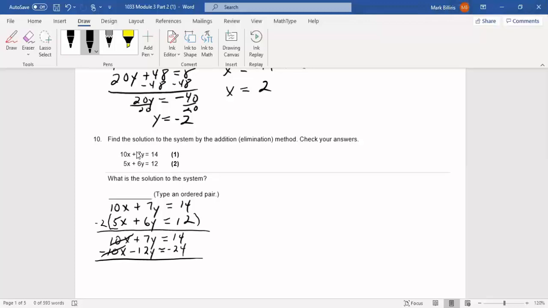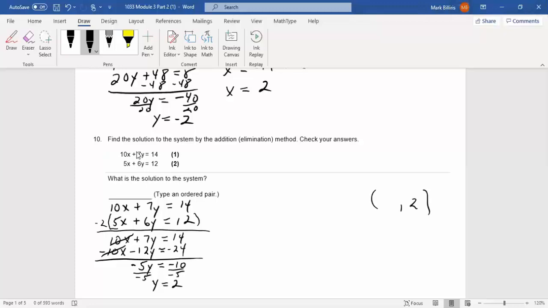So now I add 7 and negative 12. That gives me negative 5y, and 14 minus 24 is negative 10. So then I'm going to divide both sides by negative 5. So y equals positive 2.